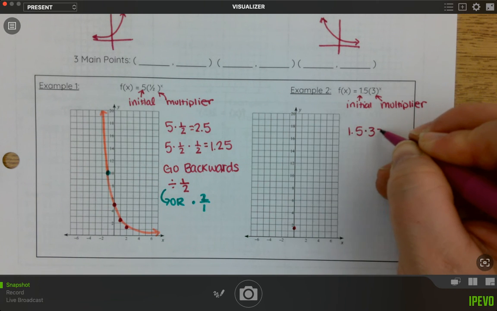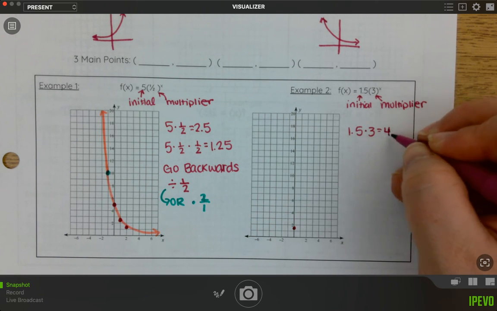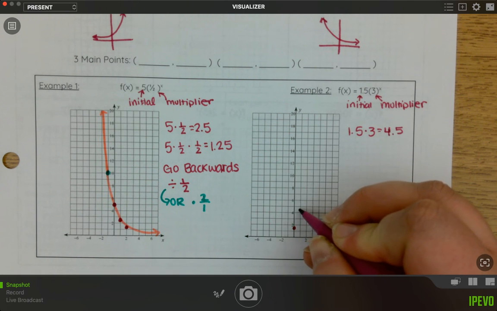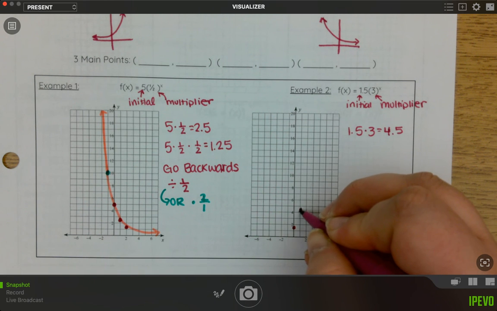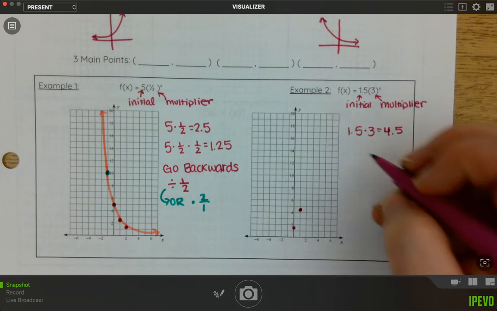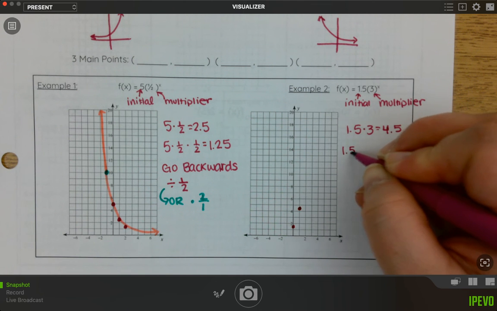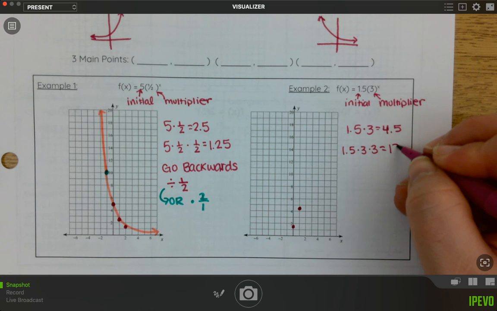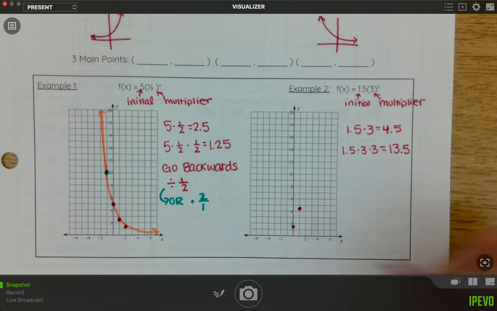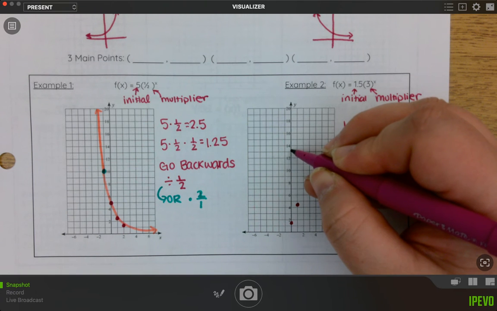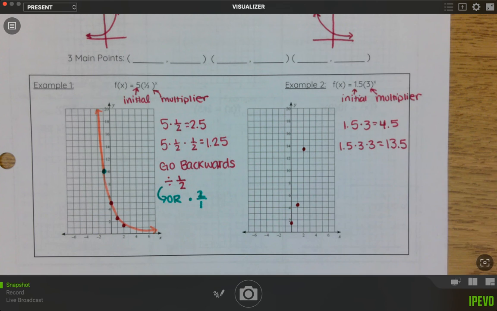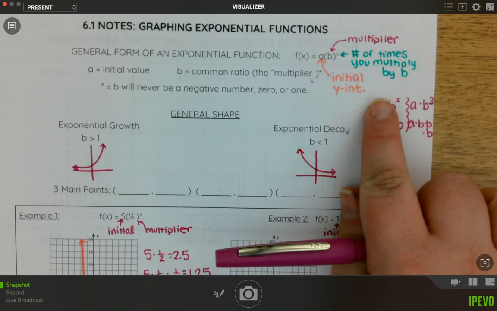1.5 times 3 is 4.5. So I'm going to go to 4.5 and over 1. And then I'm going to multiply by 3 again. And 4.5 times 3 is 13.5. So I'm going to go up to 13.5, but I have to go over 2 this time because I multiplied by 3 twice. So these x values down here just tell you, again, how many times you multiplied by b.